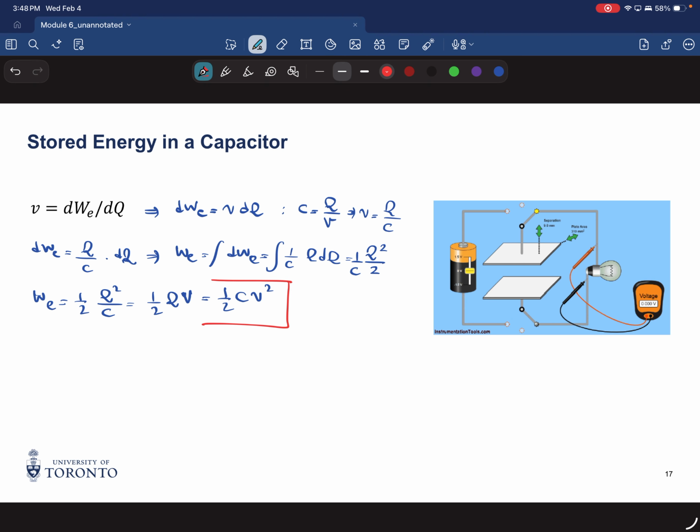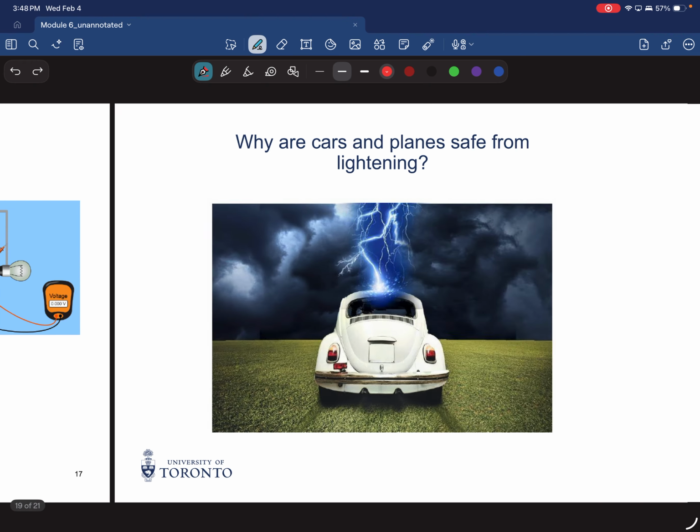Another way to show this is WE equals 1/2 integral of D dot E dV. This is another way, but it requires vector calculus identities to derive it to this point. If you like a brain teaser, you can try this. This would end our capacitance topic, okay? But I have something fun for you.